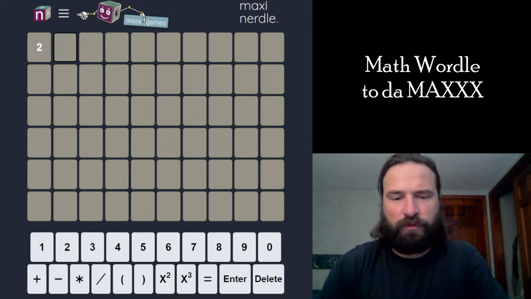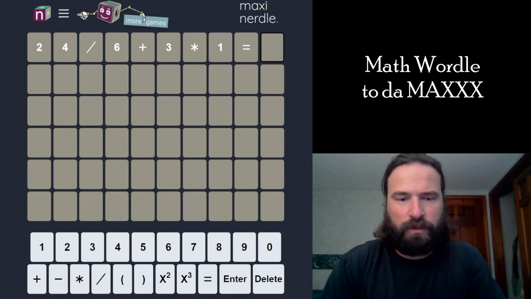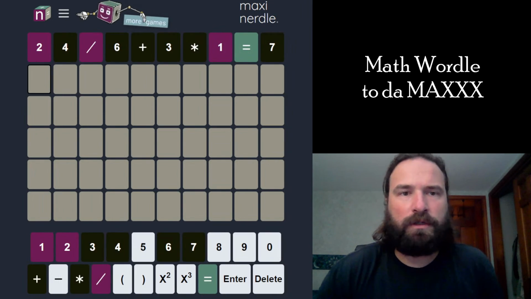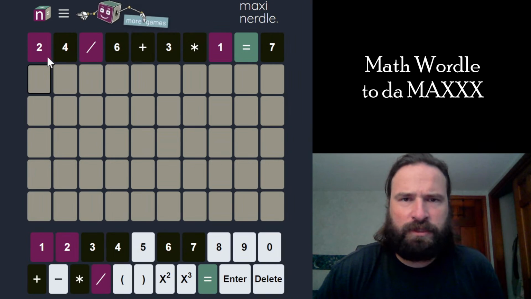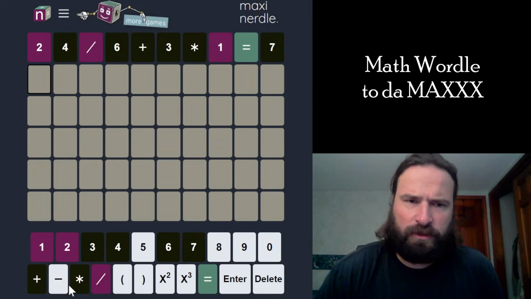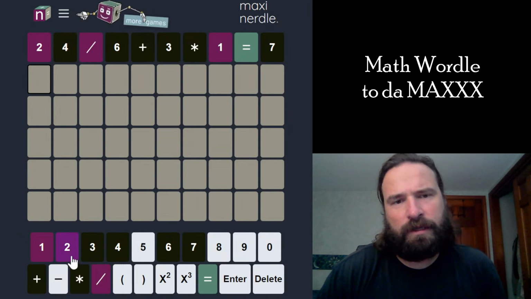Smash a max interval. We got 24 divided by 6 plus 3 times 1 equals 7. Awesome. All right, so division, a 1 and a 2 equals a single digit number. Can definitely have some subtraction in here. Man, dividing's tough though. How are we going to divide? I mean, it could be like 25 divided by 5, 81 divided by 9.